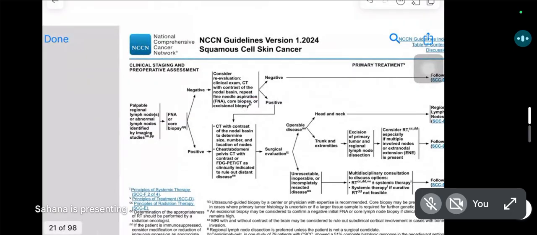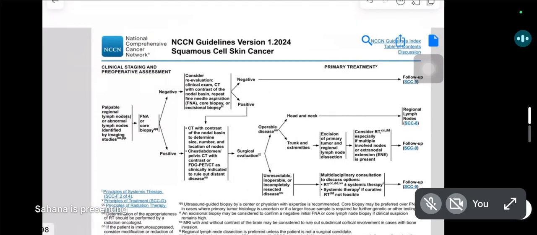assessment. Here, if there is N plus disease by palpation or by imaging, then you will confirm by FNA and core biopsy. If it is negative, you can reevaluate clinically, or they have given CT with contrast, repeat FNA, or resort to core biopsy or excisional biopsy. If it is positive, then you will have to do CT to assess the size, number, location. You will do metastatic workup with PET CT and or CT abdomen.